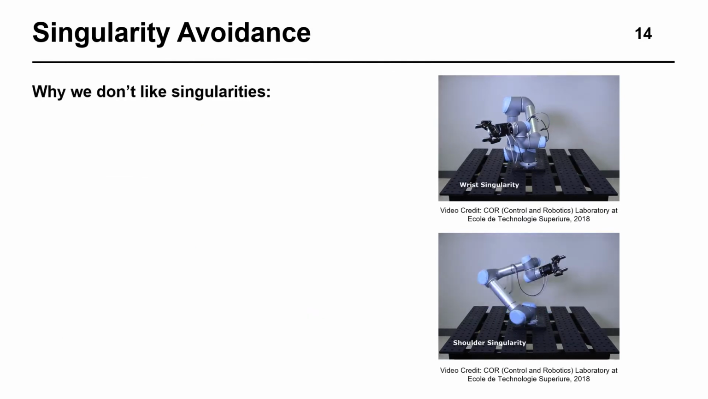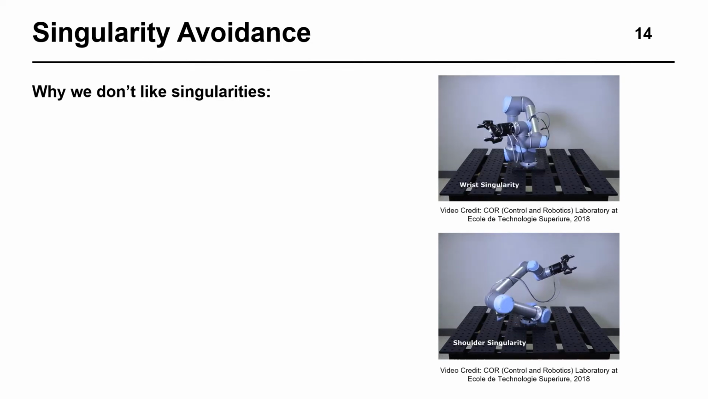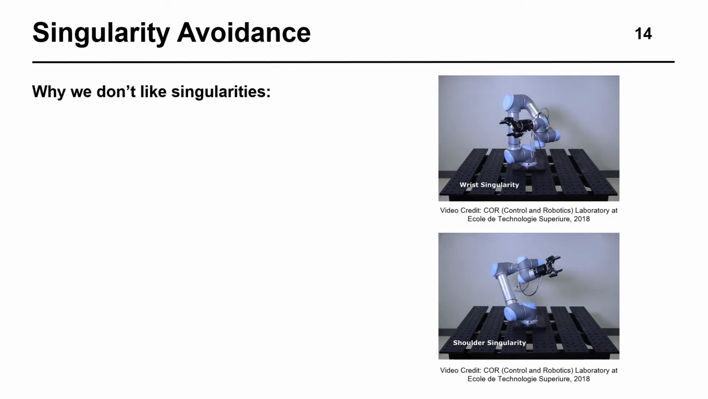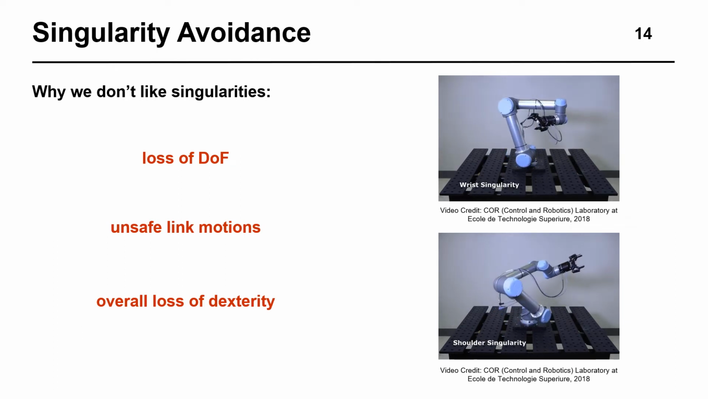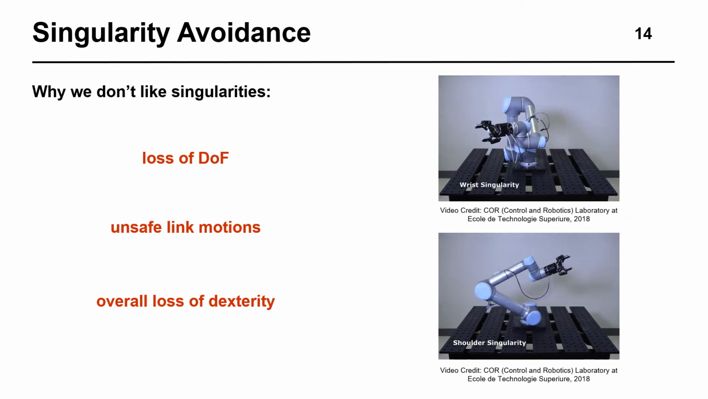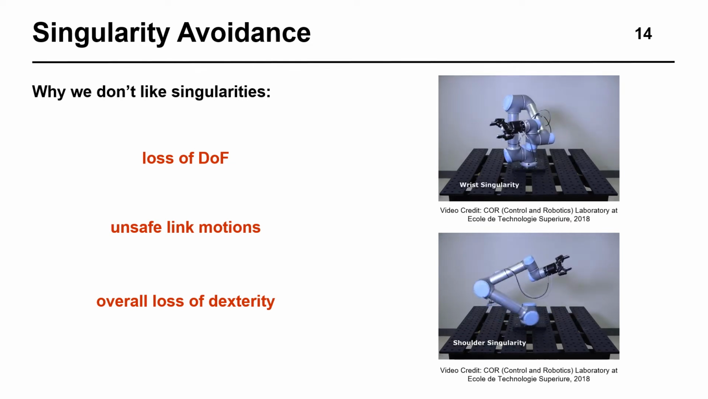Clearly, we don't like singularities because they generate rapid and unsafe movement of the robot's links. At a singular configuration, the robot completely loses a degree of freedom, while even proximity to singularities results in the robot requiring large joint movements in order to perform relatively small motions with the end effector. Overall, this results in a loss of dexterity, which is highly undesirable in most applications.